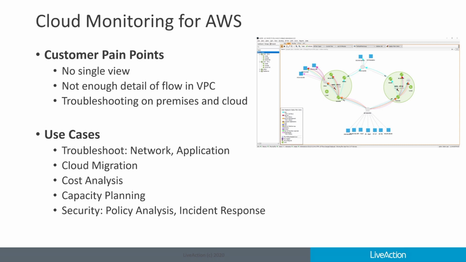Cloud monitoring use cases include troubleshooting the network and application aspects, cloud migration, where you're migrating applications between the data center and public cloud, understanding cost analysis of your AWS infrastructure, capacity planning to see where you're leveraging certain resources, understanding the bandwidth inbound and outbound, and lastly, security, so analyzing the security group policy and also for incident response.